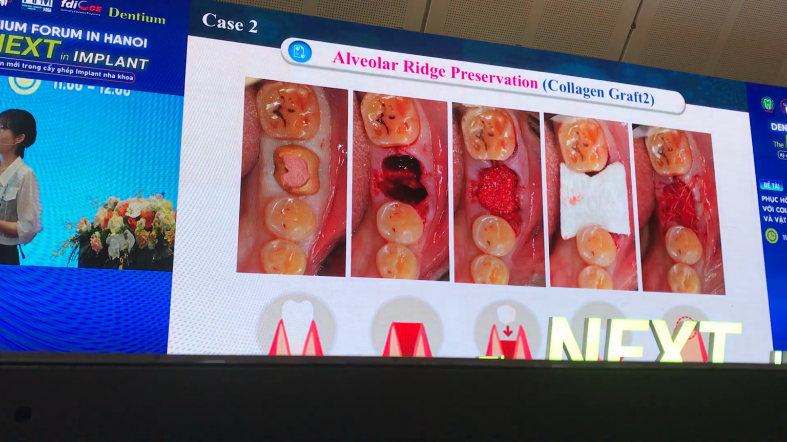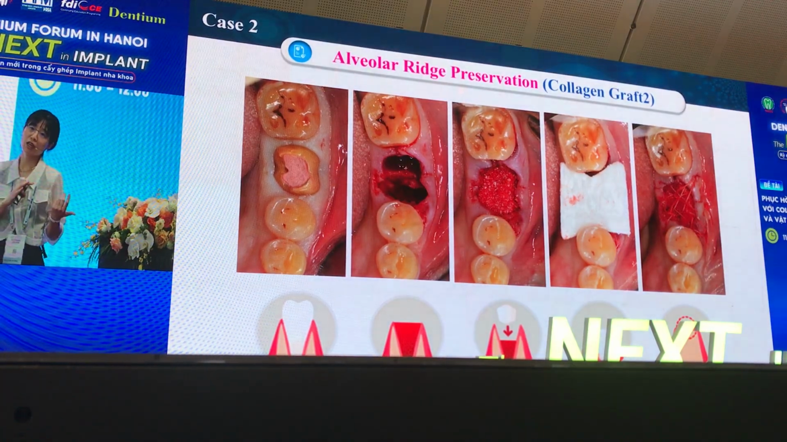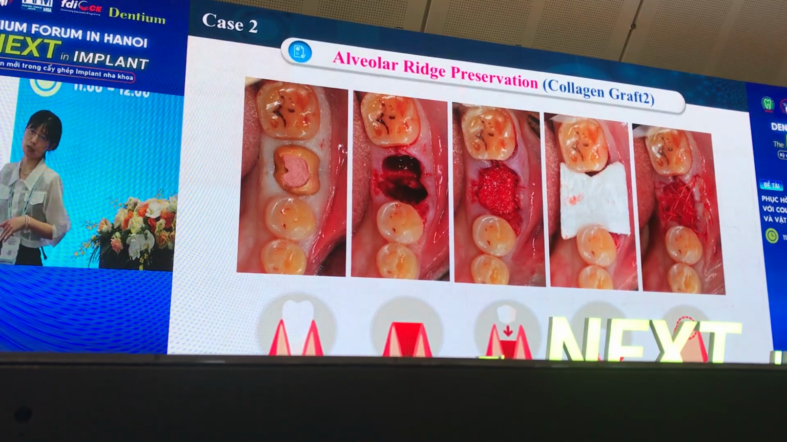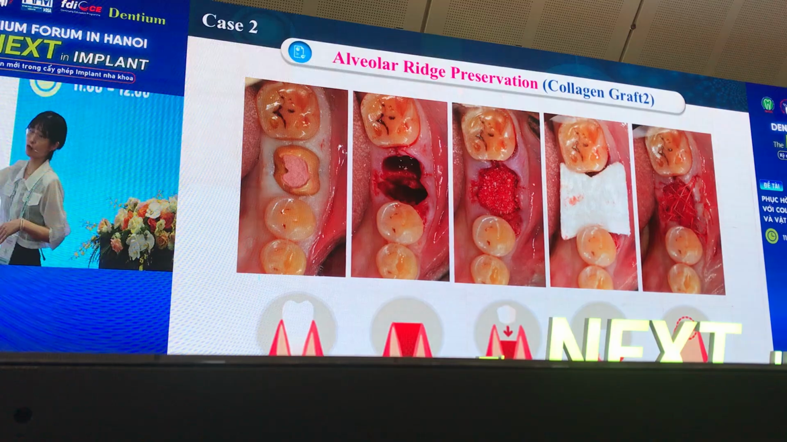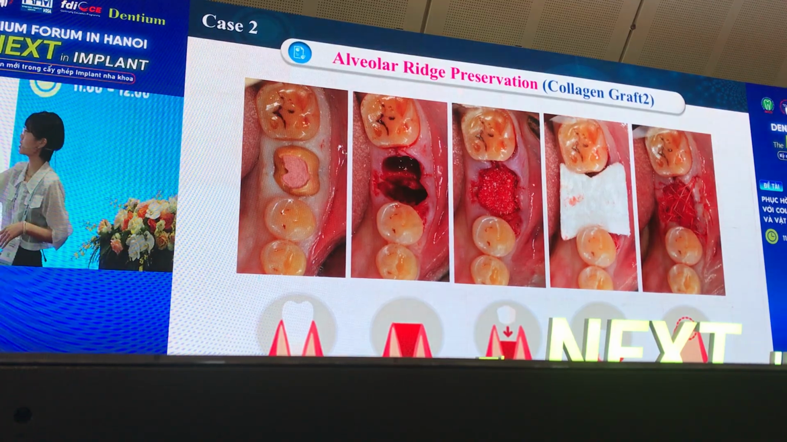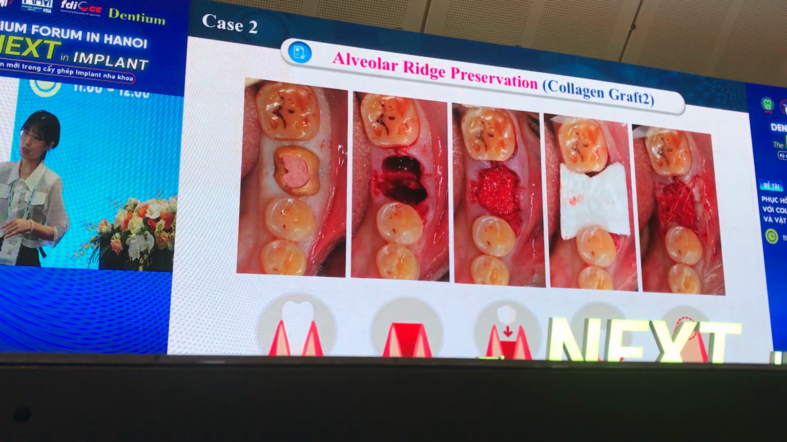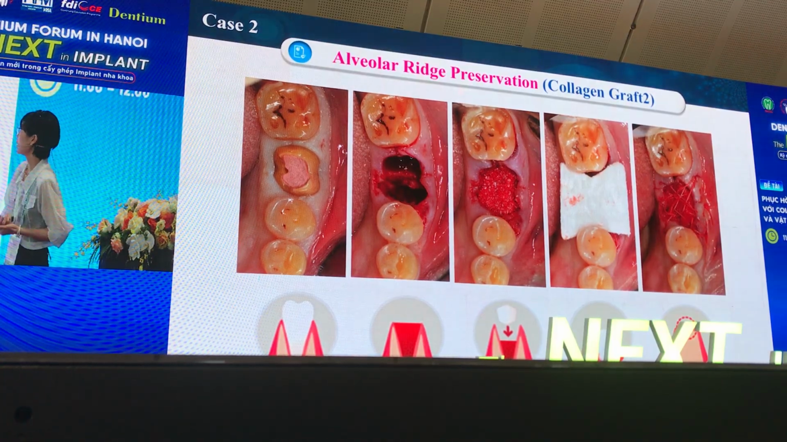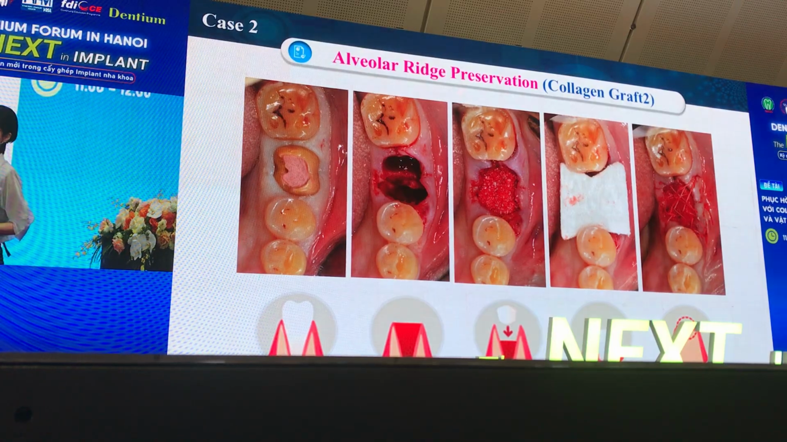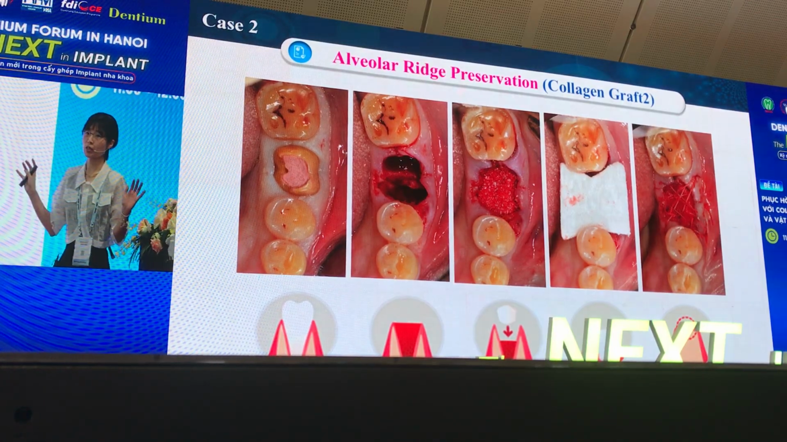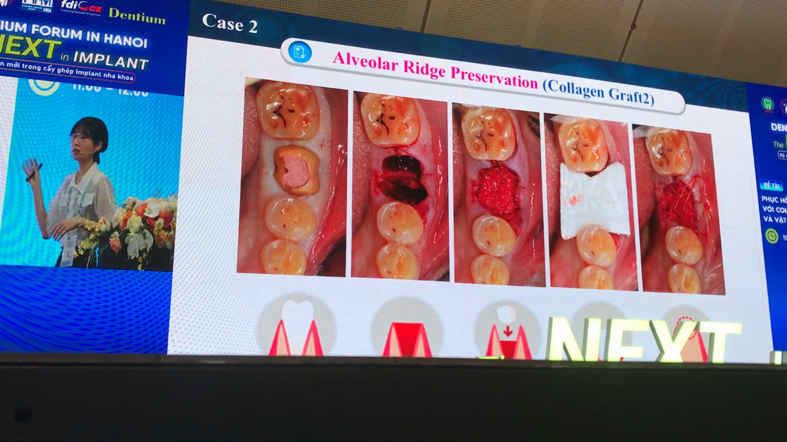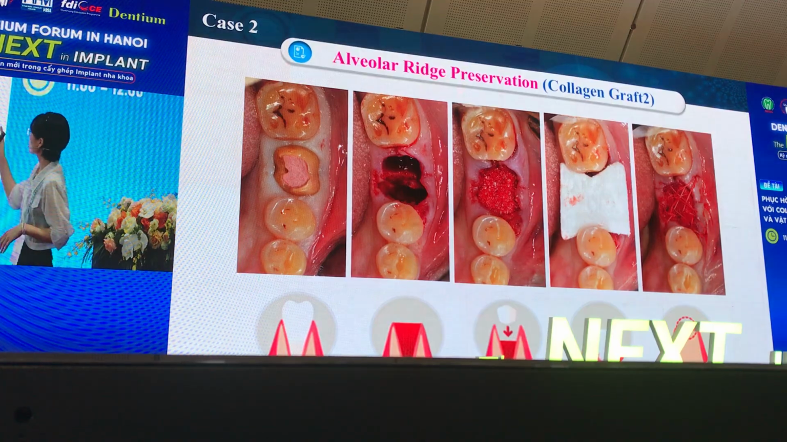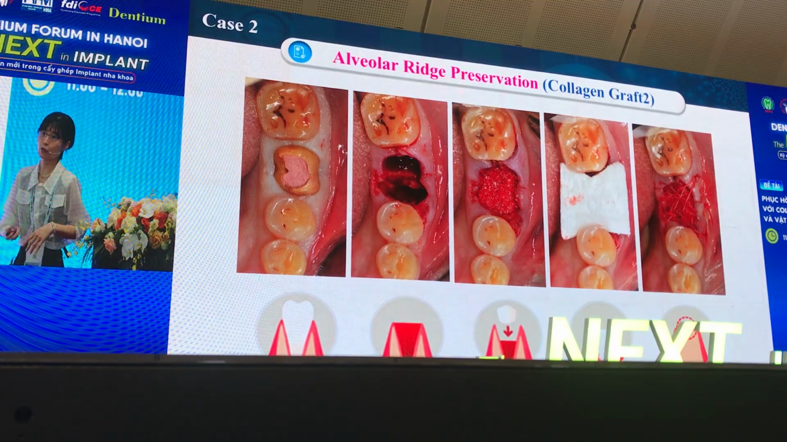But when the Collagen Graft 2 was introduced, I used the Collagen Graft 2 instead of the BioBite. So the same procedure after the tooth extraction and the removal of granulation tissue and cleaning the extraction sockets and put collagenated bone graft inside. But the difference was I used the Collagen Graft 2 to cover the extraction sockets. And also I did the open healing with the hidden access suture.